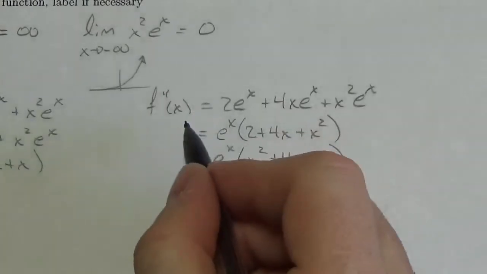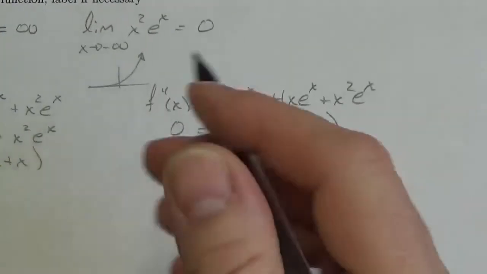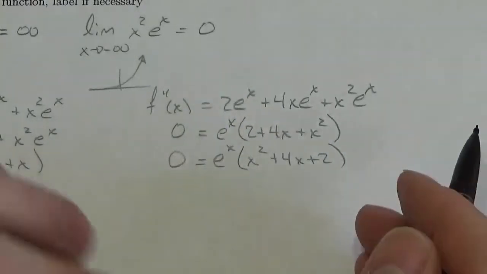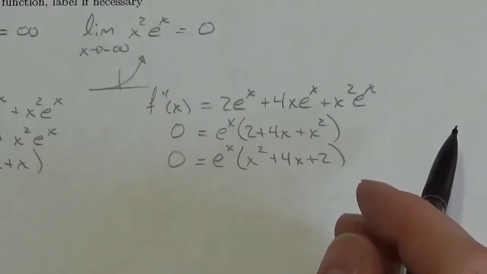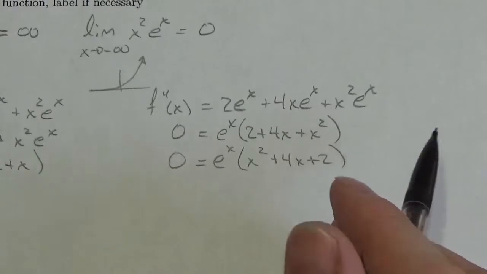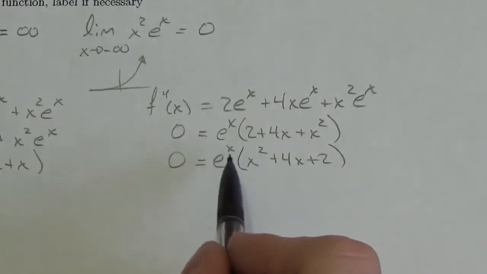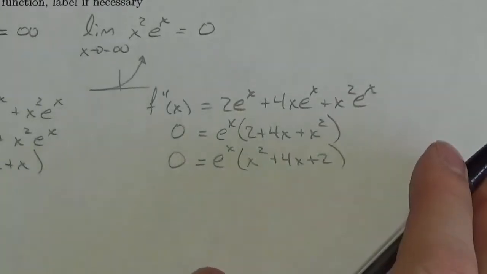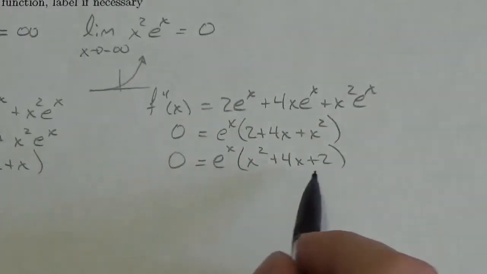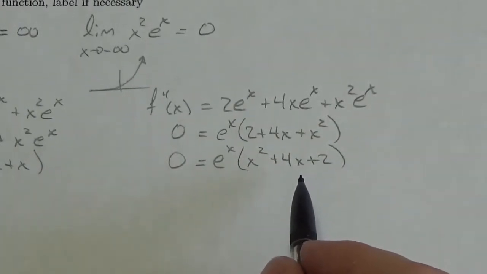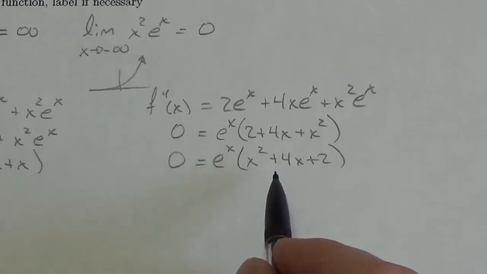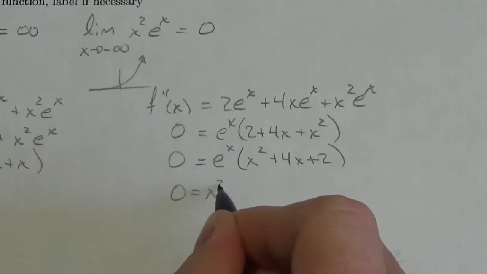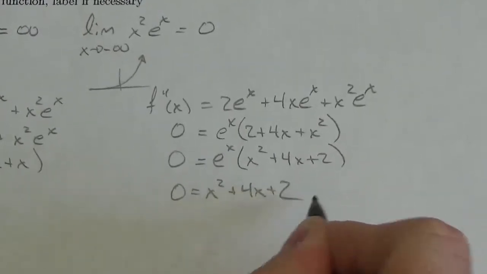Now, where does this become 0, or where is it undefined? Well, it's not undefined anywhere, so I'm not going to get any points of inflection or cusps because of that. Where does it go to 0? Well, it doesn't go to 0 because of e to the x, that's for sure, because e to the x won't. But x squared plus 4x plus 2 might. Now that's a quadratic. If you take a quick look at it, we're going to try to figure out where that goes to 0.